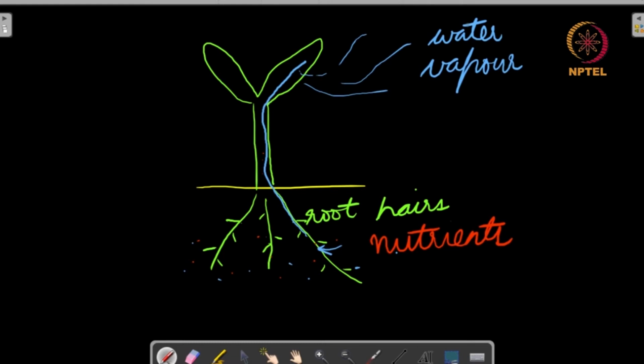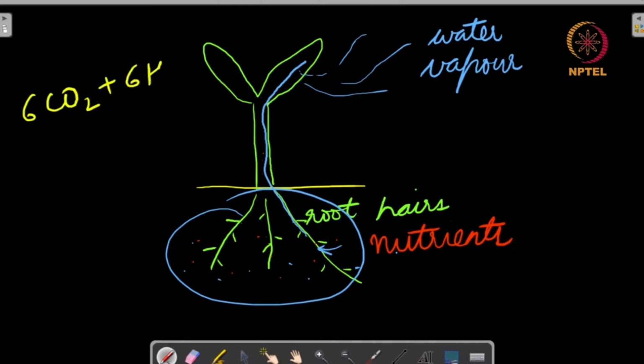Now this loss of water, if this loss of water did not happen, then where would all of this water go? The plants have a limited capacity to hold water, and if that capacity is exceeded, then this process would stop, and in that case the plants will not be able to get their nutrients. At the same time, plants also require water to perform photosynthesis. So if we write the equation of photosynthesis, it goes like this: 6CO2 plus 6H2O in the presence of light and in the presence of chlorophyll.